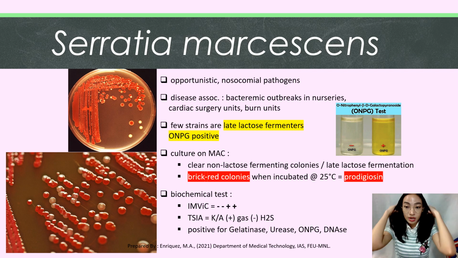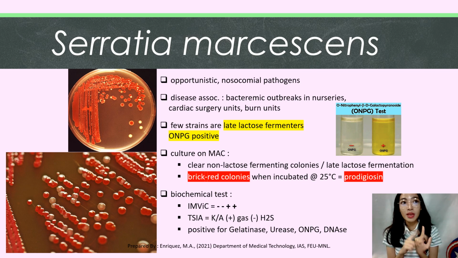Kapag lactose fermenter po ang isang organism, it will produce pink colonies, and also there will be a pink precipitate or discoloration around those colonies. Pero itong pong colony morphology ng Serratia marcescens, walang precipitates sa paligid ng colonies, and also they're not really pink. They're described to be brick red, and this is because of the pigment prodigiosin. So here are its IMViC and TSI reactions. Serratia marcescens will also test positive for ONPG, gelatinase, DNase, and urease.